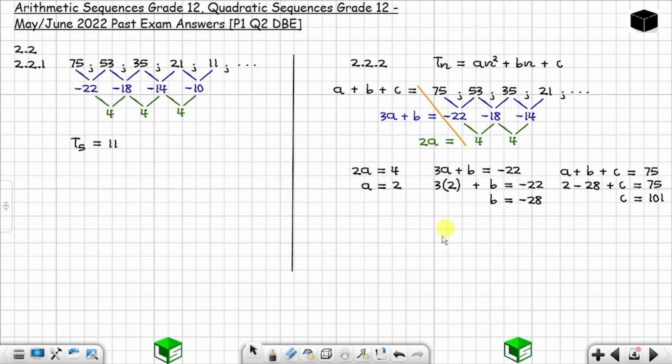Okay. So Tn, the nth term, is equal to an squared. What is A? A is 2. So you have 2n squared, right? Plus Bn. What is B? B is negative 28. So you have negative 28n, right? Plus C. What is C? C is equal to 101. So you have plus 101. Okay, this is how you solve 2.2.2, the nth term of the number pattern. Okay, now let's do the last question, which is 2.2.3 on the next slide.